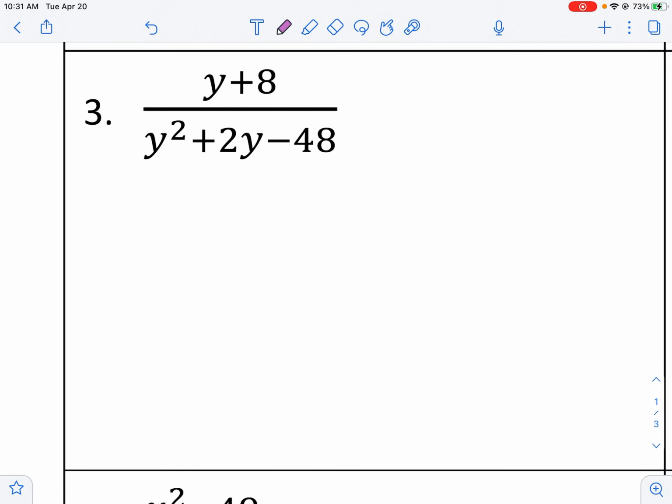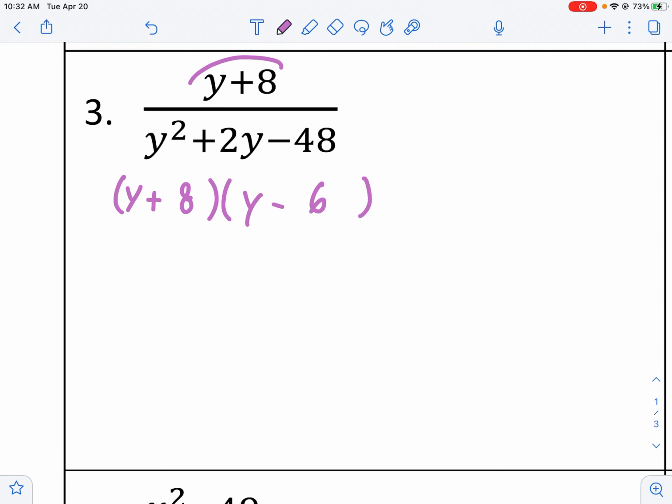So number 3, there's some factoring involved here. We can factor this bottom thing. Y squared up front, so y and y. Negative in the back, so it's plus and minus. And then positive 2 in the middle. So those factors of 48 that make 2 are going to be 6 and 8. So positive 8 and negative 6.